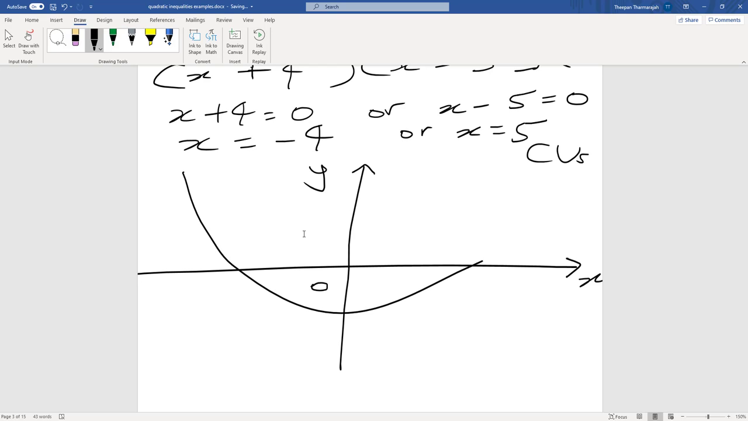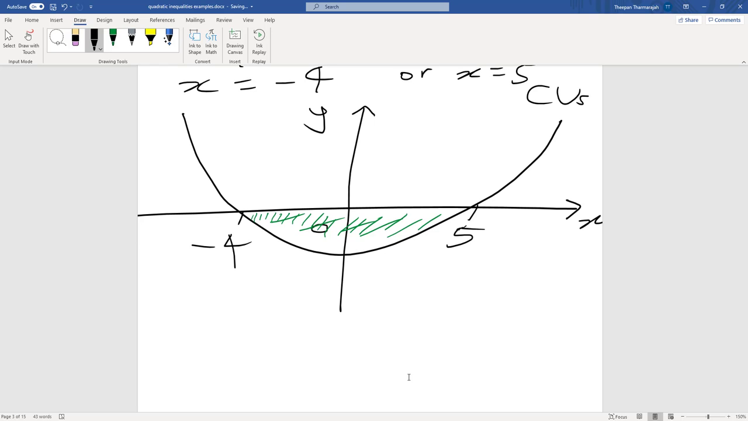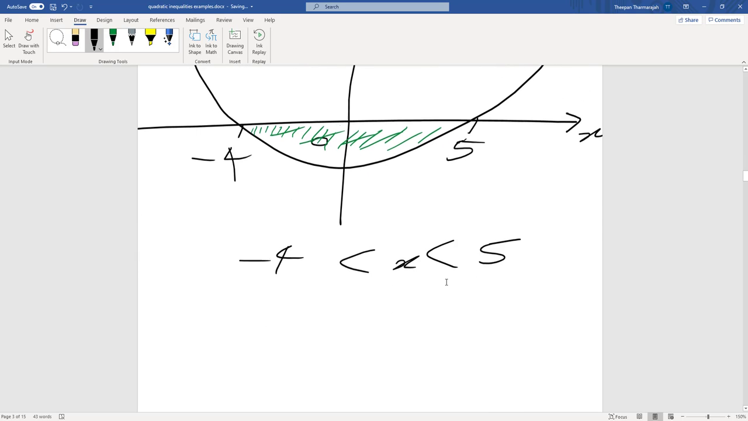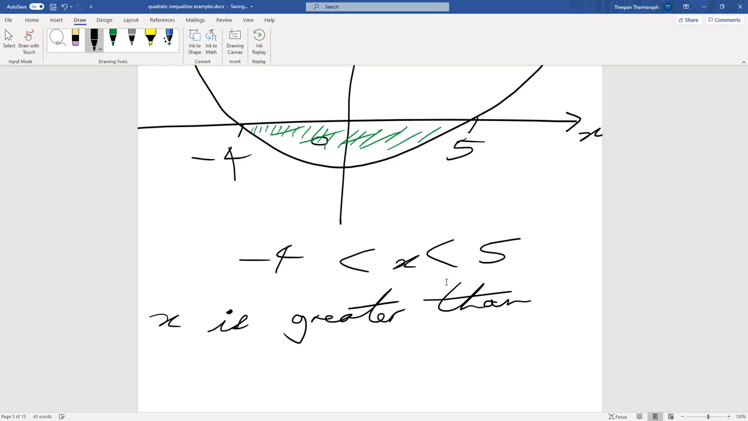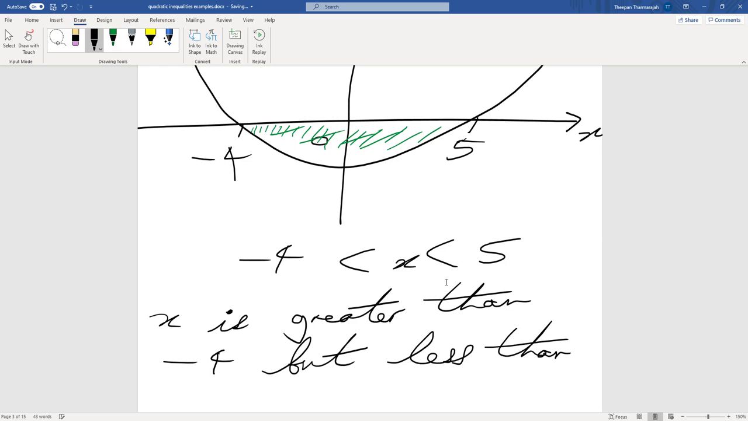One's positive, one's negative. So we get minus 4 here, positive 5. But remember, we're less than 0, so we're going to be below the curve. So you shade this part here. All of that gets shaded. And then we describe it like so. We say x is greater than minus 4, but less than 5. So I'm going to write it in words so you remember it. We say x is greater than minus 4, but less than 5.